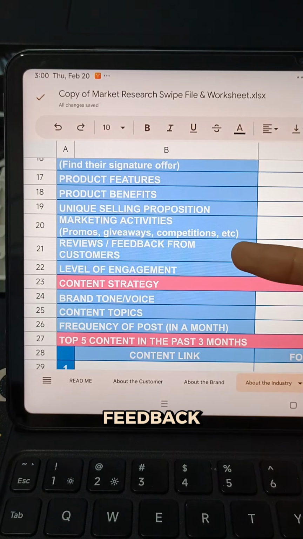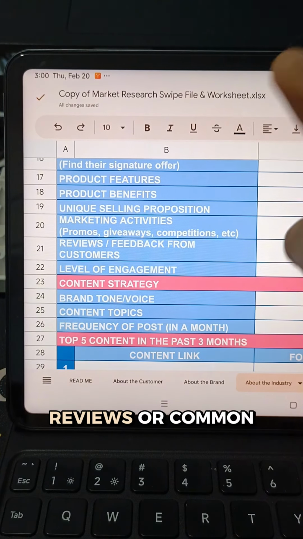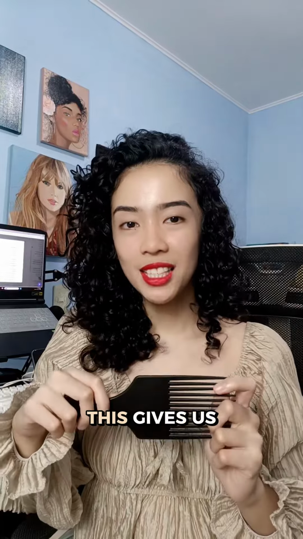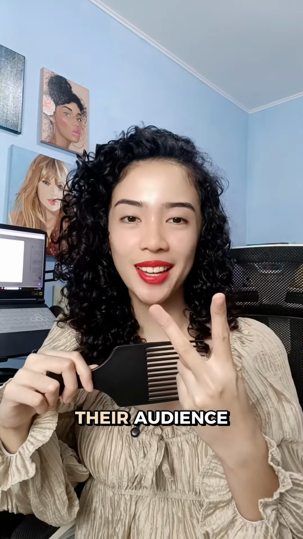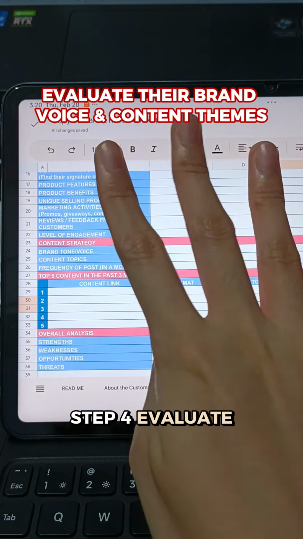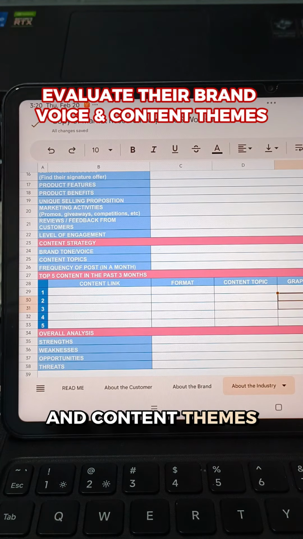What's the customer feedback like? Positive reviews or common complaints? This gives us a clear picture of their engagement levels and their relationship with their audience. Step 4. Evaluate their brand voice and content themes.